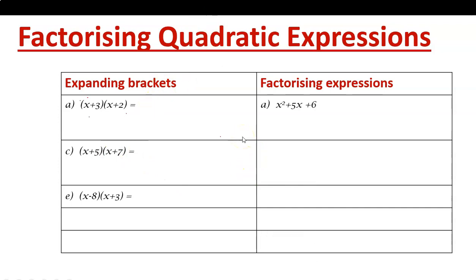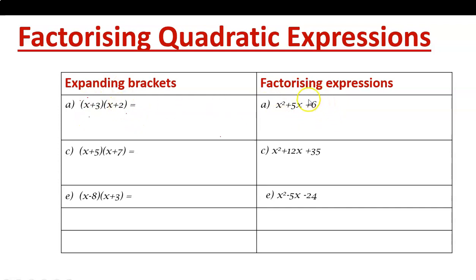So if you've done well, this is what you got in the first one: x squared plus 5x plus 6. The second one will give you this, and the third one will give you this. Let us stop here and look at this and compare.